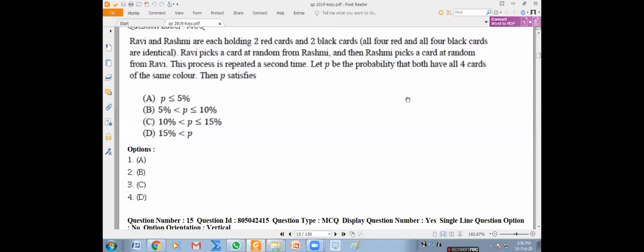Okay, 15, this probability question. So we have Ravi and we have Rashmi. Initially, they have 2 red cards and 2 black cards, and the other person also has 2 red cards and 2 black cards. The question is, this person gave 1 card here, this person gave 1 card here. Later on, this person gave 1 card here and this person gave 1 card here. At the end, this person should have either all red or all black. Similarly, this person should have the other color. For that to happen, what is the probability after the 4 transfers? 1 from here, 1 from here, 1 from here, 1 from here.